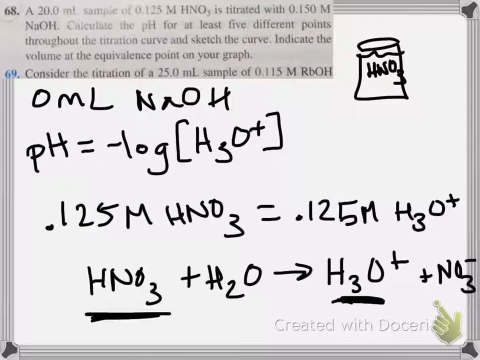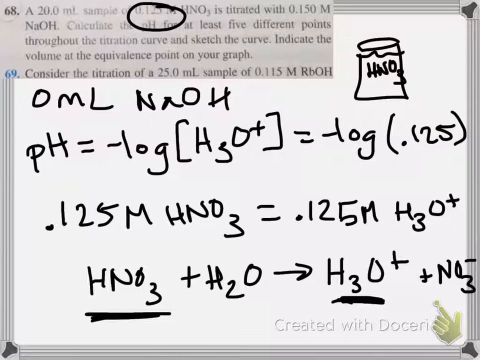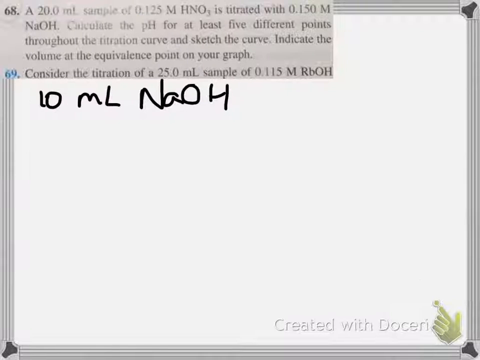So let's calculate our pH. So that's just the negative log of our concentration, so 0.125. You get a pH of 0.903, which is what we'd expect because all we have is a strong acid, so our pH should be very acidic. So let's go to our next point.